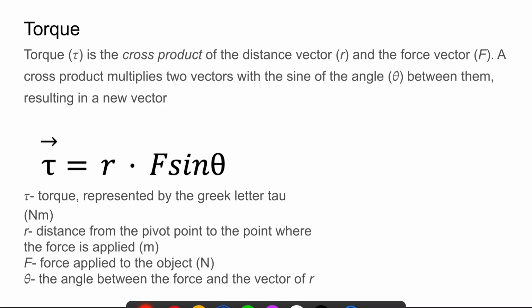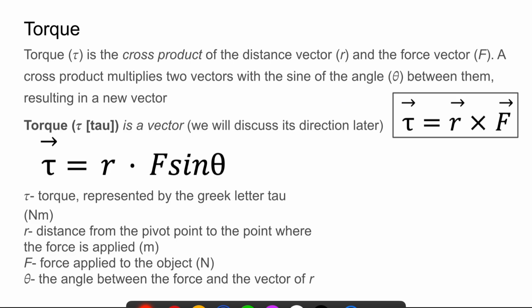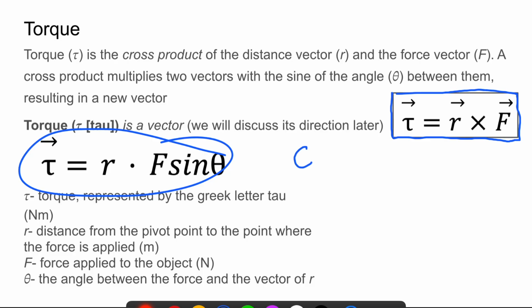And torque is the cross product of the distance vector r and the force vector F. A cross product in vector calculus multiplies two vectors with the sine of the angle between them, and the result is a new vector. So torque is a vector, and you can express it as a cross product like this, though you don't have to worry about that. This is the equation that we'll be using. And importantly, since torque has a direction, for now we will use clockwise or counterclockwise as the directions for torque, though eventually we'll develop this understanding of direction for torque.